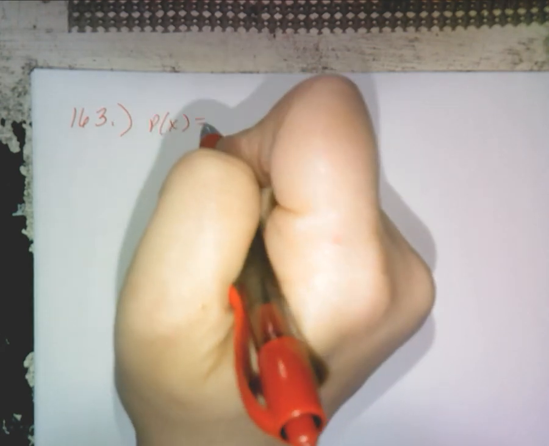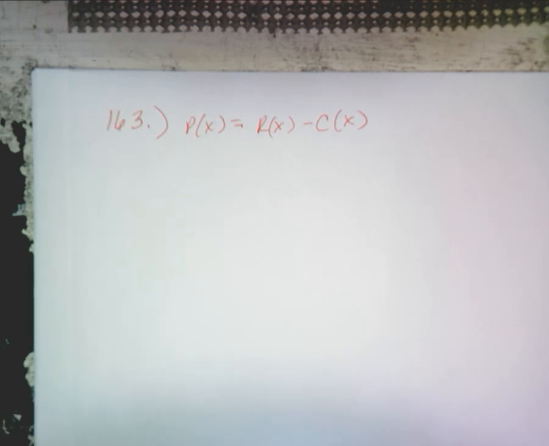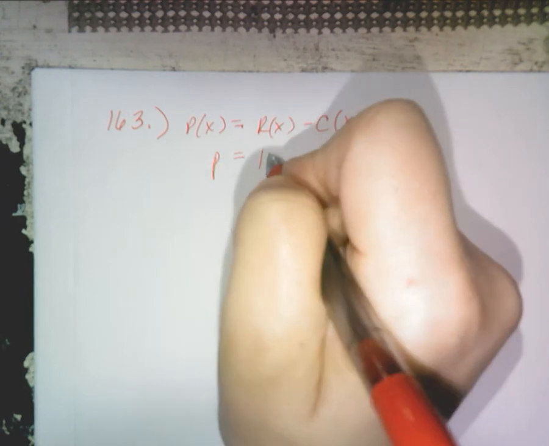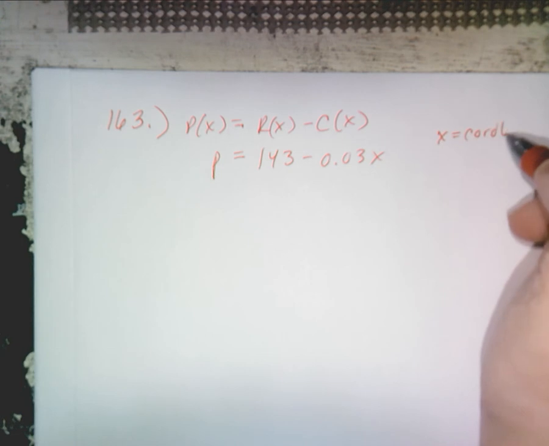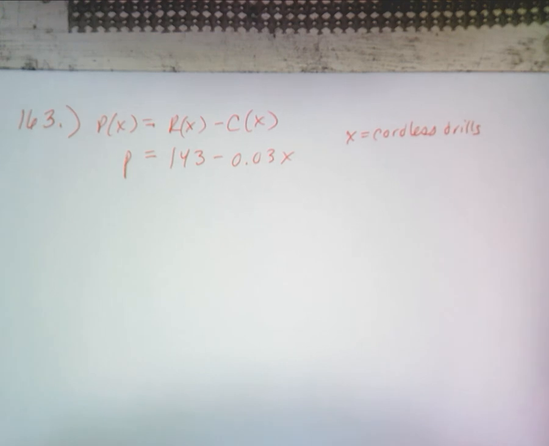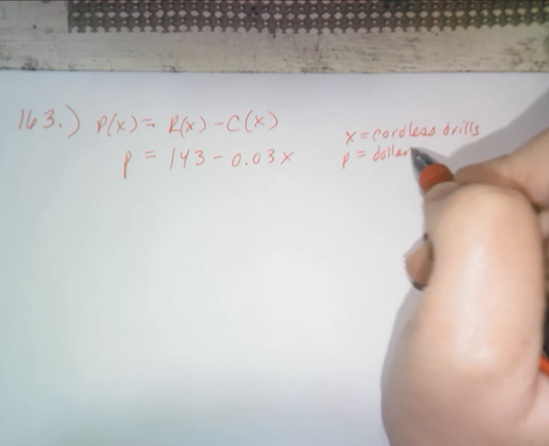In general, the profit function is the difference between the revenue and the cost functions. So they gave you this in the story. You can write this down again, but this is your profit. Profit is revenue minus cost. Suppose the price, demand, and cost functions for the production of cordless drills are given respectively by P equals 143 minus 0.3x, where X is cordless drills, by the way. I know that's exciting for you. Where's Braxton when we need him? Oh, he's out. And P is the dollars per drill.